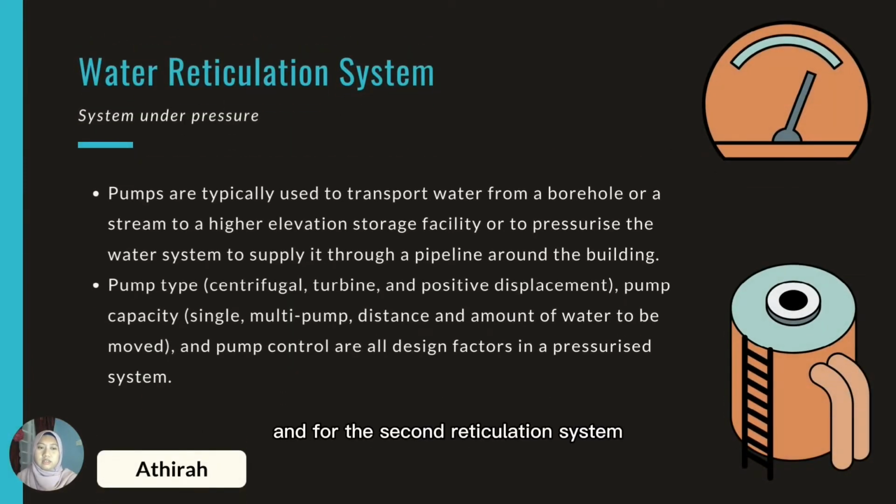And for the second reticulation system, we go to the system under pressure. For this system, pumps are typically used to transport water from a borehole or a stream, which we know as a creek or a river, to a higher elevation storage facility or to pressurize the water system to supply it through a pipeline around the building. Pump types are centrifugal, turbine, and positive displacement.